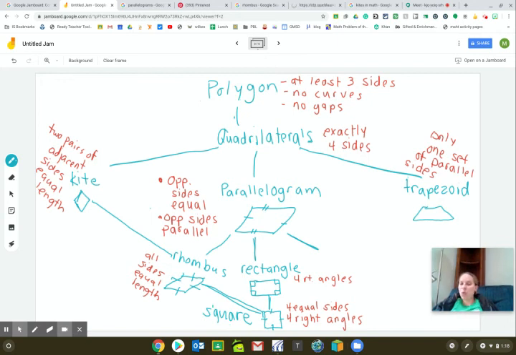So notice how for a square, the most specific name for that shape is a square, but since it follows all of the properties of the shapes above, it can be called a rectangle, a rhombus, a parallelogram, a quadrilateral, a polygon, and a square is actually a special type of kite. Because remember, since we said a rhombus is a special type of kite, and since a square is a rhombus, that means a square is also a kite. So you can follow the hierarchy backwards to find the different names for the shape.